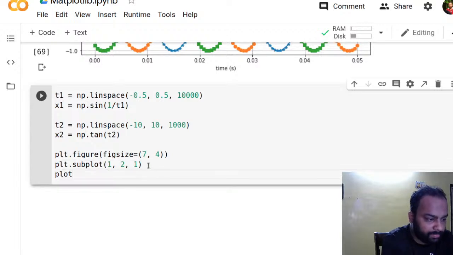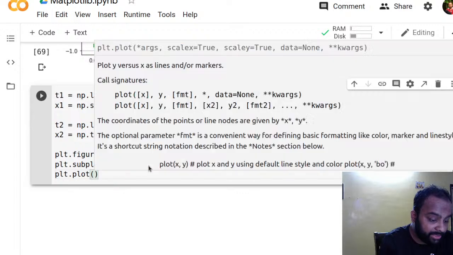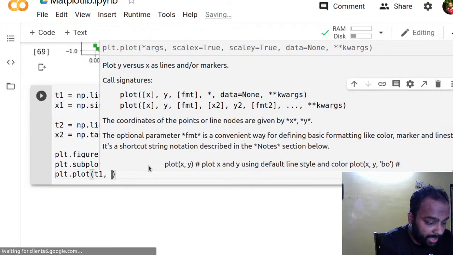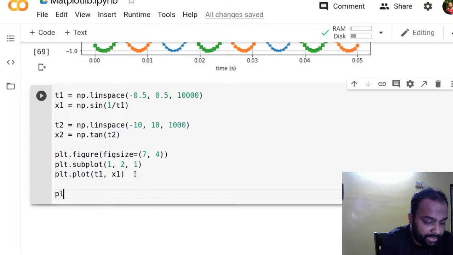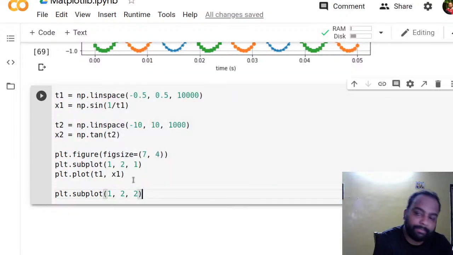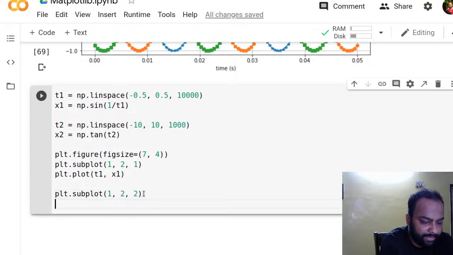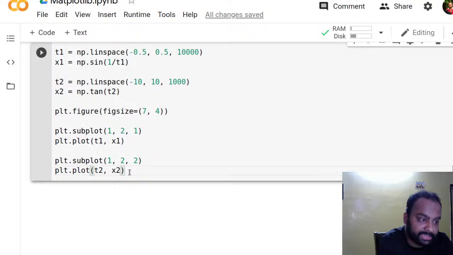Now if I say plt.plot, t1 comma x1, and then plt.subplot 1 comma 2 comma 2, this is the same subplot configuration, but I'm looking at the second plot, the second element of the plot array. Then plt.plot once again, and this would be t2 comma x2. So this is the entire figure configuration. We have created a figure, created 2 subplots, and plotted 2 different things. Let's run these.